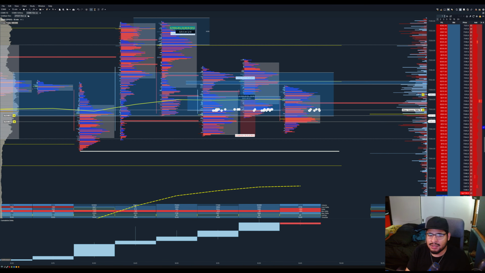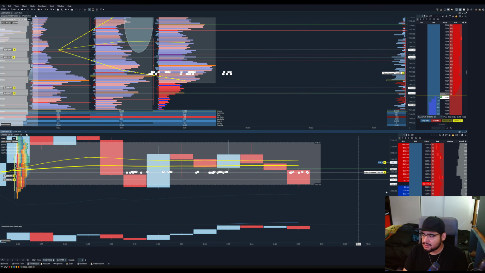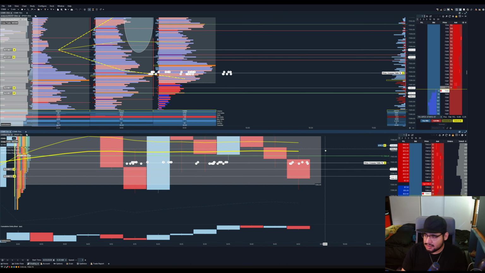And then let's see if we can stay trending to the downside based on these 5-minute highs. If we can protect these 5-minute highs, I'll probably trail my stop.